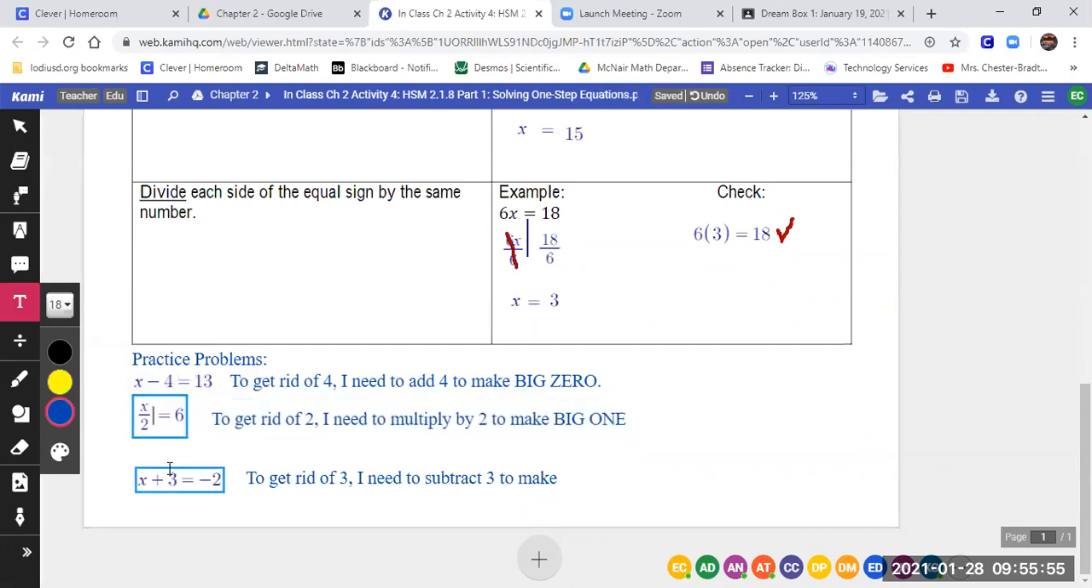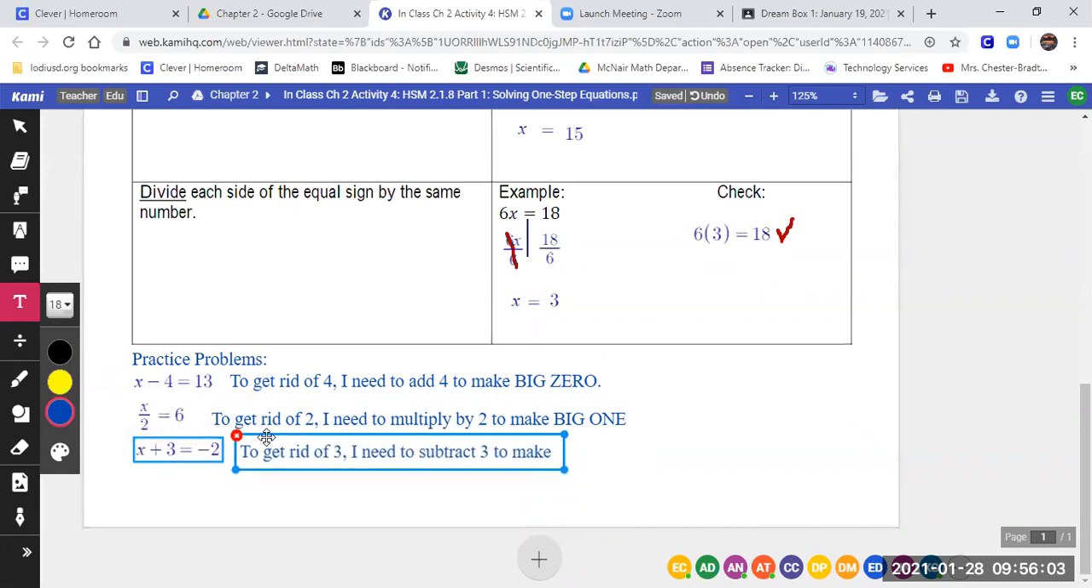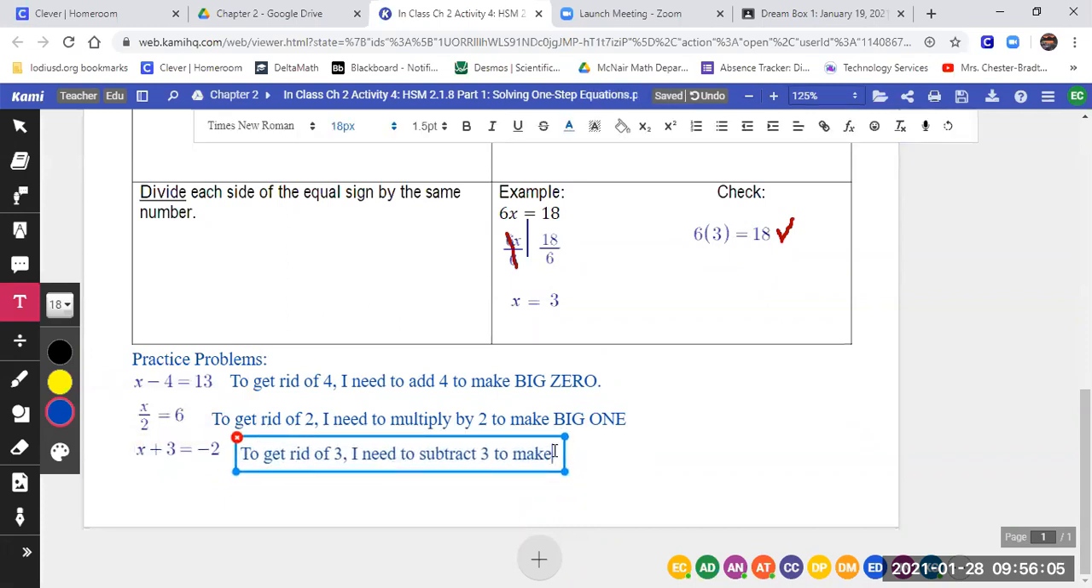Because basically we're creating something on the left that doesn't matter. If I add 0, does it matter? No. If I multiply by 1, does it matter? No. These all should have periods at the end because they are sentences.